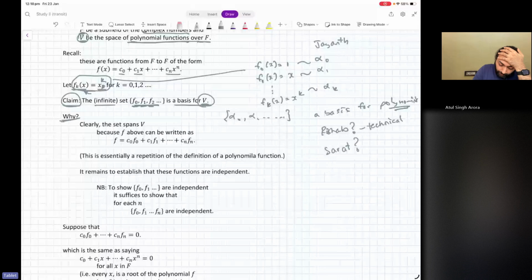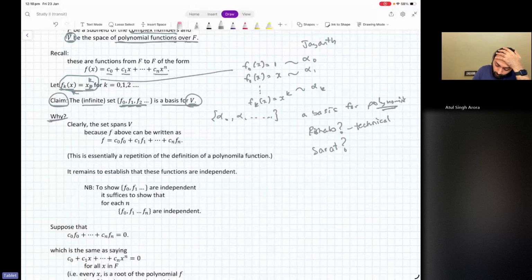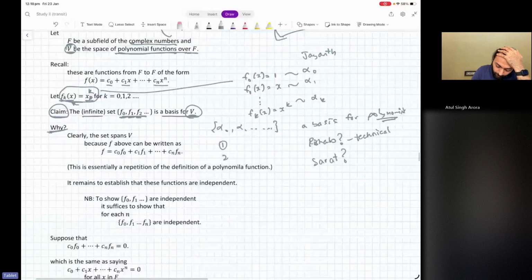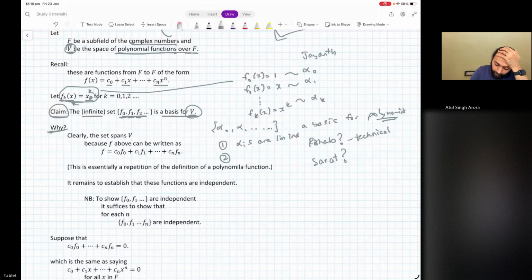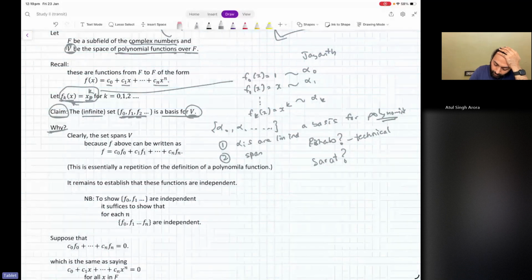Okay, so why is that? So what are the two things that we need to show that something is a basis? So there were two things that we showed in the previous example. One of them was that we had to show that alpha i's are linearly independent, right? And the second was what? Do you remember? You can get any vector, for all values of the vectors.